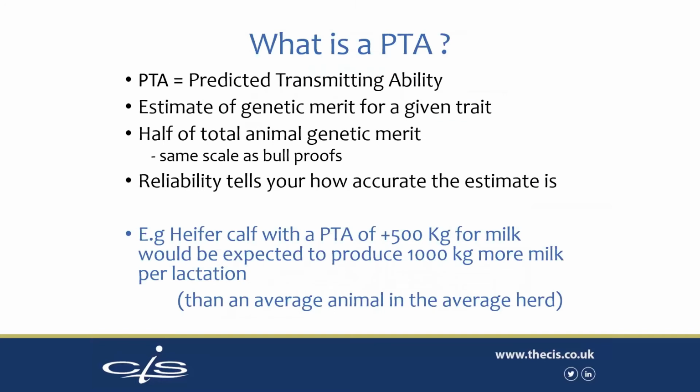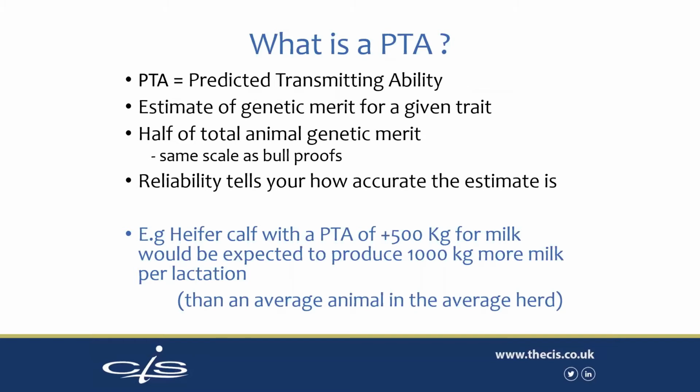Just a little refresher on PTA. As I said, most of the traits on the genomic results are quoted in PTA format. PTA stands for predicted transmitting ability. It's basically an estimate of genetic merit for a given trait. It actually originally was produced for bull proofs, so it was really relevant to what the daughters of that bull are going to be in terms of their genetic merit. So the same scale is actually used for all genomic results in genomic females. And remember that, as I said, the reliability tells you how accurate that estimate of genetic merit is. So that's still an important figure to look at.